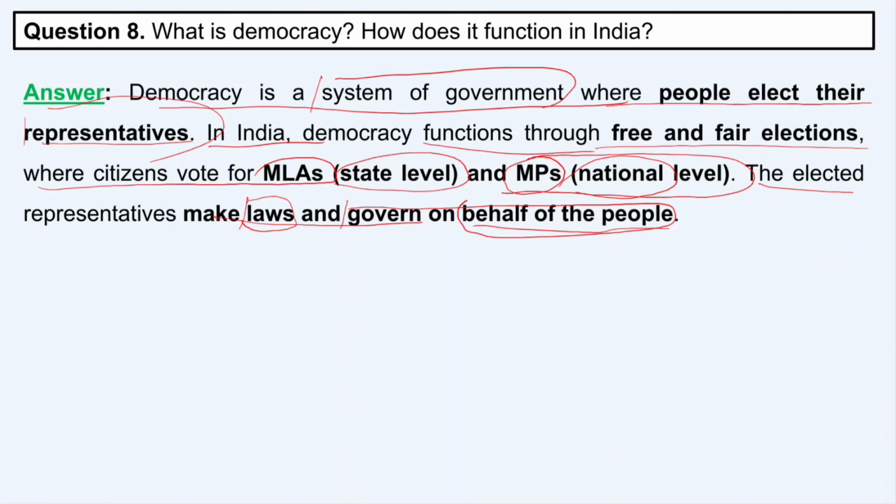That means the power which the people have, they have given into the hands of these MLAs or MPs, and they are exercising the power of the people on behalf of the people for the development of the society. So whatever problems are there in the society, these MLAs and MPs are the ones who are going to solve them. That's why people have elected them. MLAs are for the state level and MPs for the national level, and for the village level we have the gram panchayat, isn't it? So in this way this democracy functions in India. I hope this is clear.